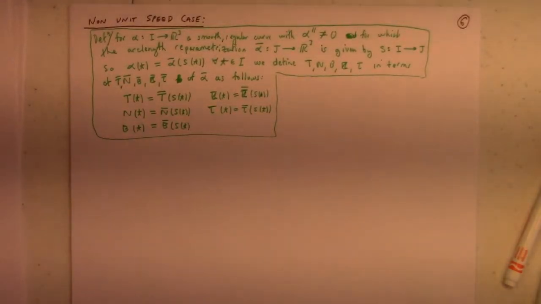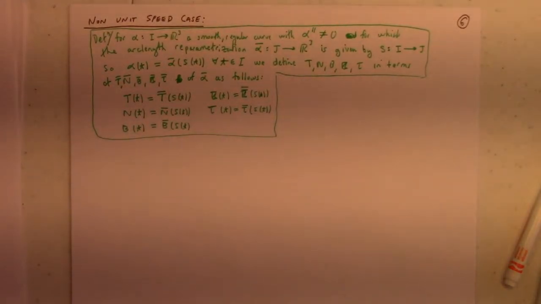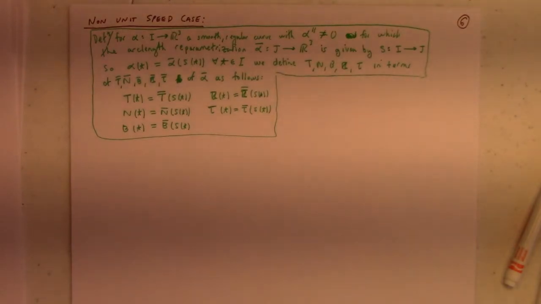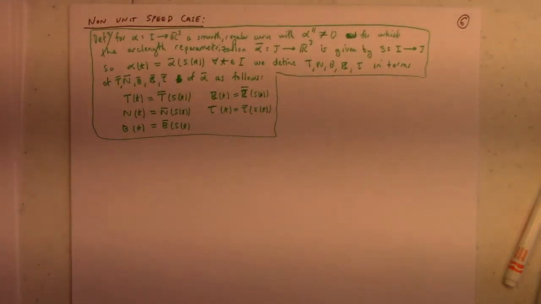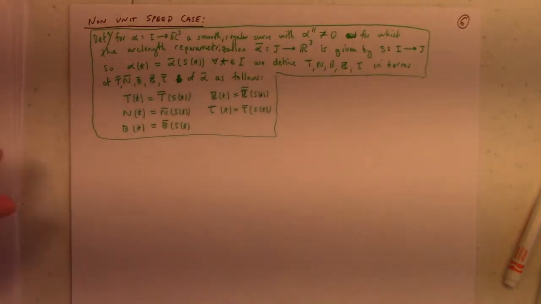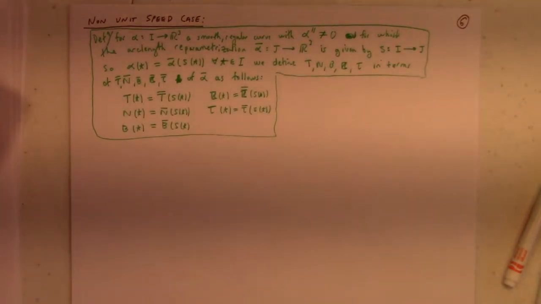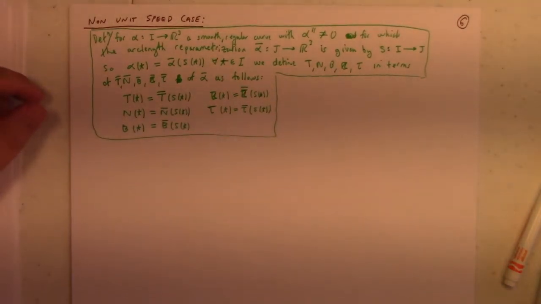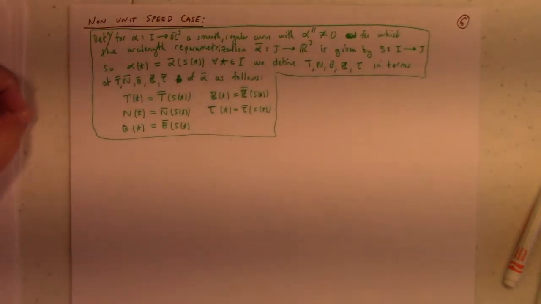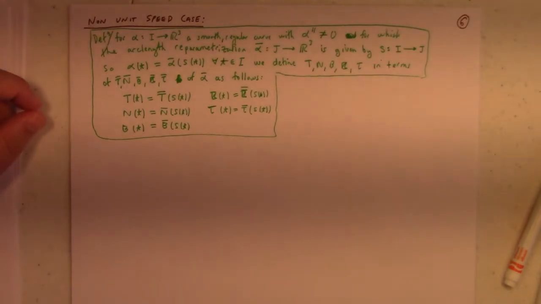Alright, continuing with Lecture 6, the non-unit speed case of the Frenet-Serret theory. For the non-unit speed case, we have to define the Frenet apparatus, meaning the tangent, normal, binormal, curvature, and torsion, in terms of what we've already defined for the arc length parameterization.